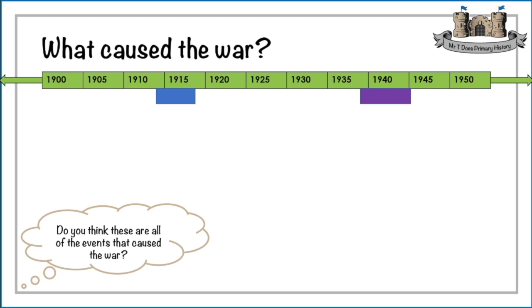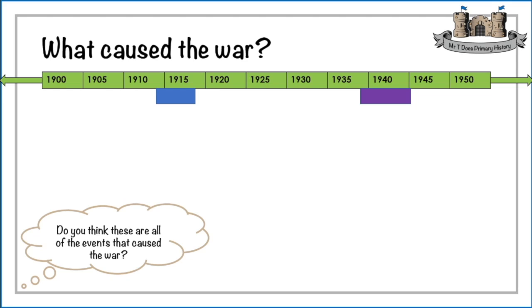On the last page, it was 500 years per increment. Now it is much smaller. It's 5 years. The blue bar underneath our timeline scale represents the First World War, which ran from 1914 to 1918. The purple bar represents the Second World War, which began in 1939 and ran until 1945.